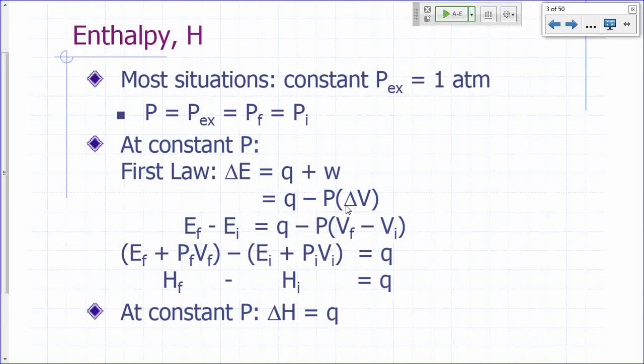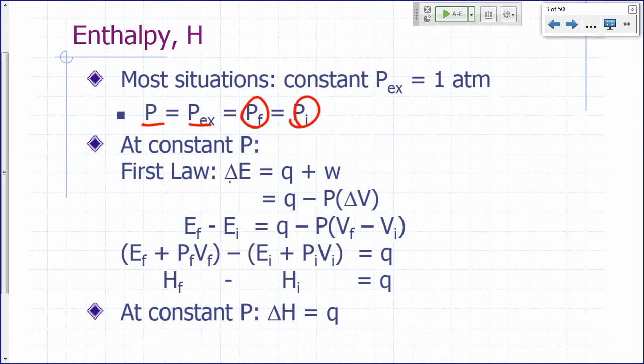Enthalpy is an example of what's called a state function, and it has the same unit as energy. The motivation for defining this is that in a lot of situations we deal with processes happening at constant pressure of 1 atmosphere. So the external pressure is 1 atmosphere. We carry out reactions that are open to the atmosphere, so the pressure of your system would be constant. It will be equal to the external pressure. So the final pressure and the initial pressure would be the same during the process that we're interested in.